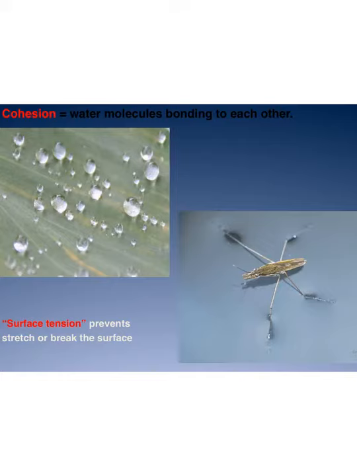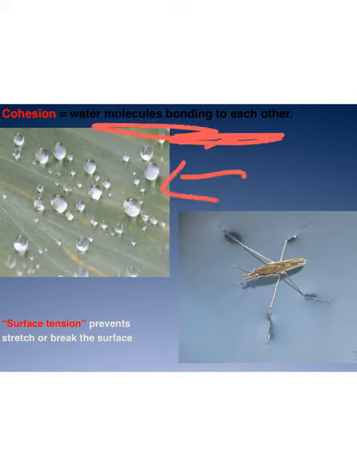Water is cohesive, which means it will bond to another water molecule. Like, for example, here, you see the droplets connecting and sticking together and making bigger droplets. So cohesion is the property of one substance attracting to its own type of substance.